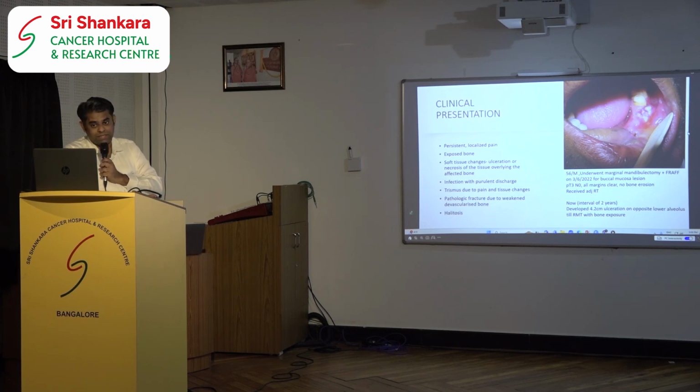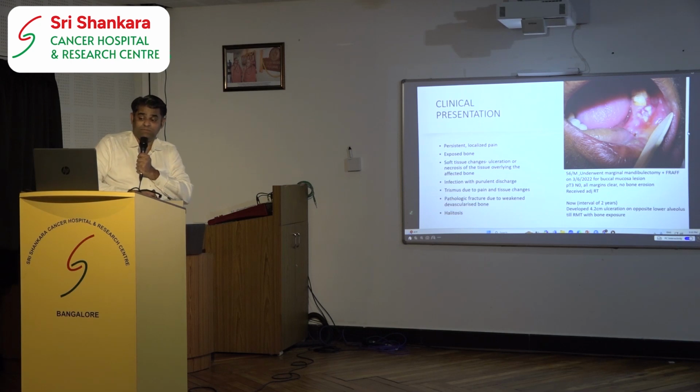We'll discuss that. So clinical presentation: the patient can have persistent localized pain. See, in early stages, there may not be mucosal changes, only radiological changes. We'll talk about the imaging findings also. There can be exposed bone, soft tissue changes like ulceration or necrosis of the tissue overlying the affected bone, infection with purulent discharge, and trismus due to pain and tissue changes.